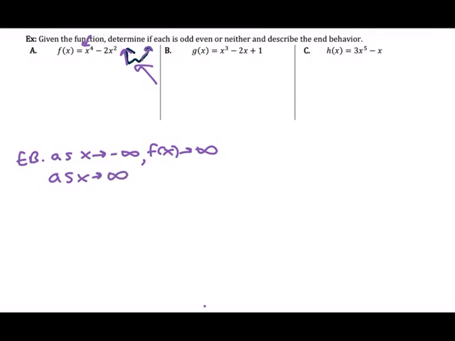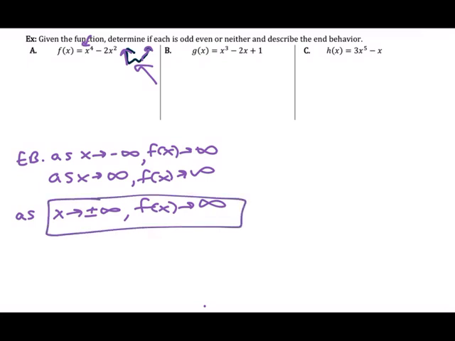So on the right, as my x's are getting bigger, the function is still getting bigger. You could also write this, since it is the same, as x approaches plus or minus infinity, f of x approaches infinity. Since it's the same, you could write it as one statement. If there was different behavior happening on the left and the right of the graph, you obviously couldn't write it as one combined statement. Okay, let's check for even versus odd now.